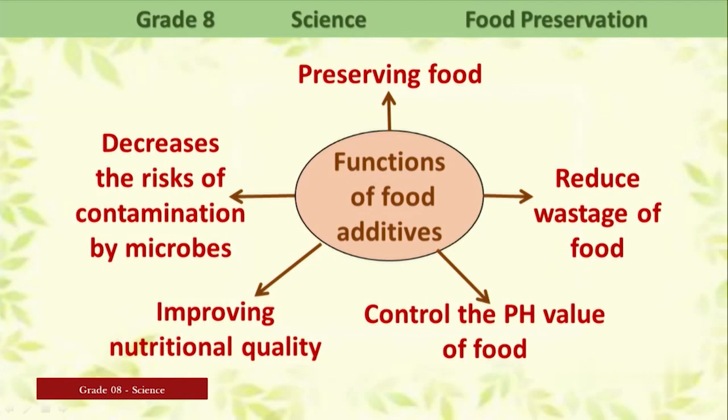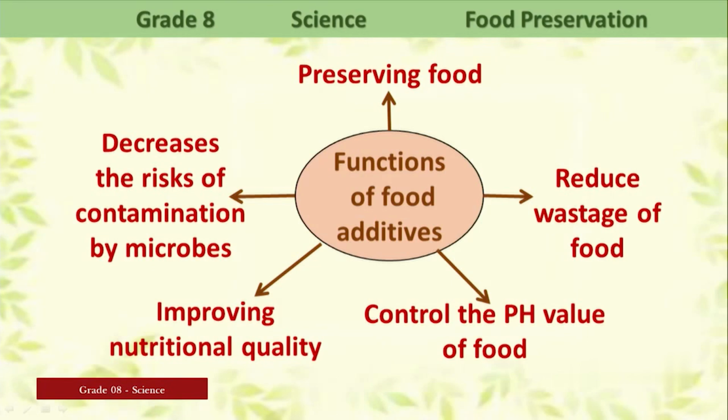Why the pH value of a food item to be controlled? The reason? Yes, I explained you earlier. The microorganisms require a favorable pH value. By controlling the pH value, the microorganisms can be destroyed.